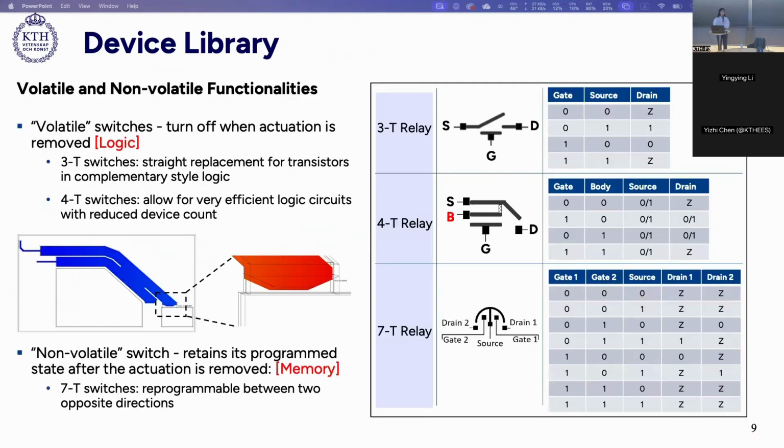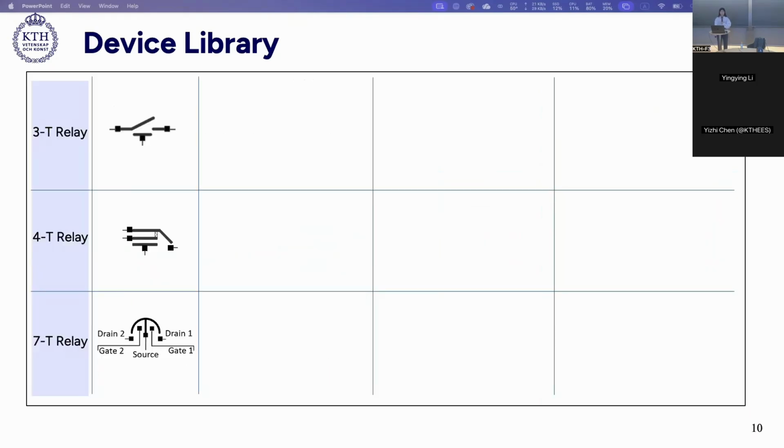For the non-volatile NEM switch, that means the switch will retain its program state after the activation is removed. And in this group, we have the 7-terminal NEM switch with a semicircular beam attached to the source terminal. And this switch can actually be rotated into both clockwise direction and counterclockwise direction, depending on where you apply the activation voltage. And with this switch, we can build the non-volatile memory cells. So these are the 3 types of devices we use to build integrated NEM switch and NEM-based circuits.